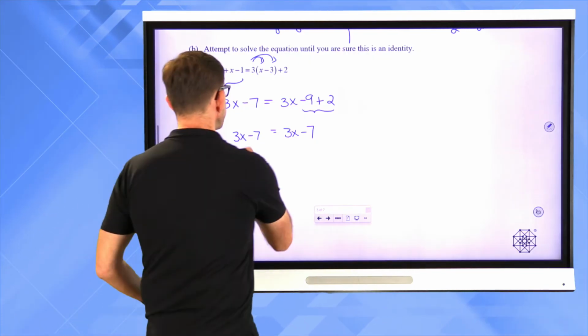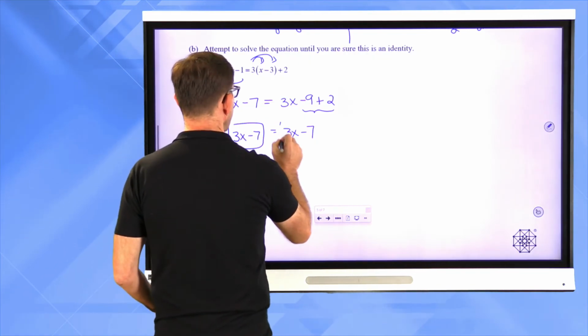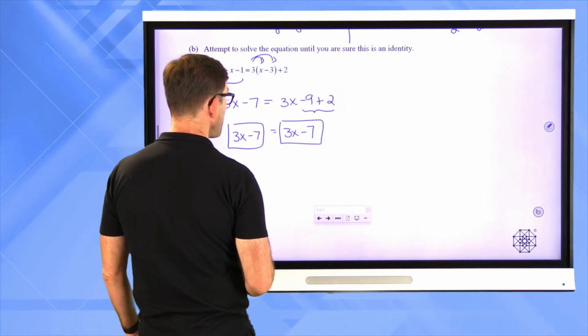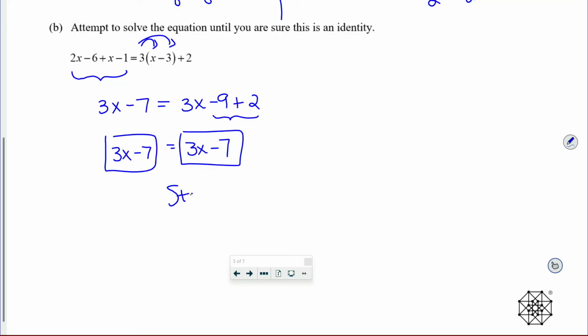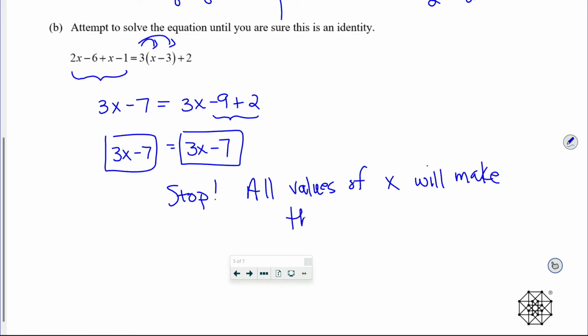So I claim you shouldn't go any further than this. Once you get these two to look the same, stop. All values of x will make this true.